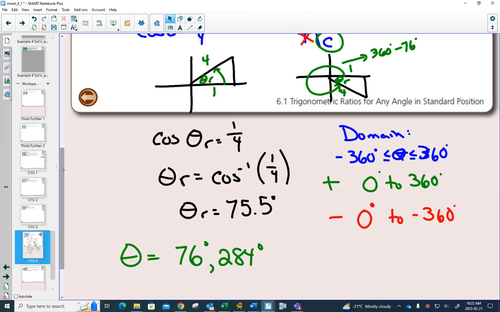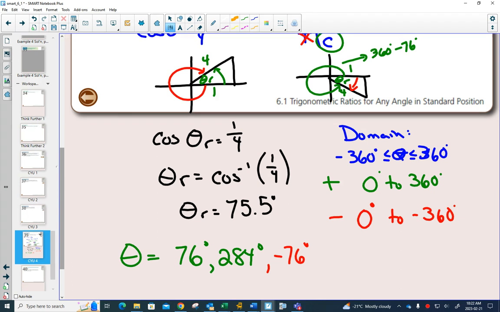Now in red, if I think about my negative angles, this negative angle would look like this, and this negative angle would look like that. Because we also want to do the negative angles from 0 to negative 360. Now, the one in quadrant 4 is the easiest. Can you see that the one in quadrant 4 is the same as your reference angle, but it will be negative, so that would be negative 76 degrees.